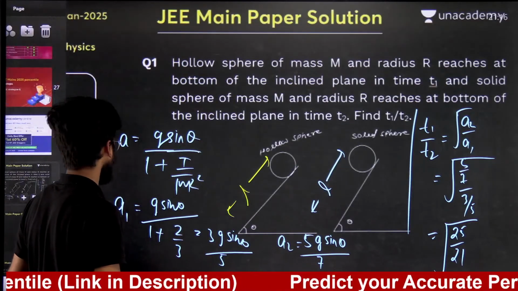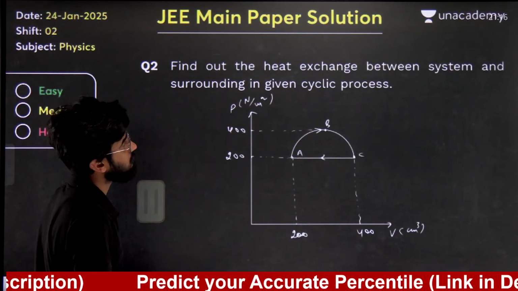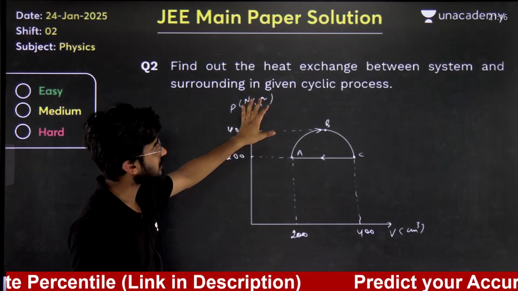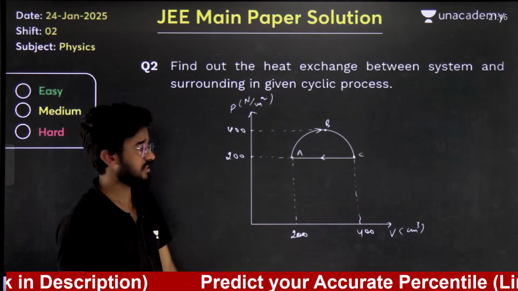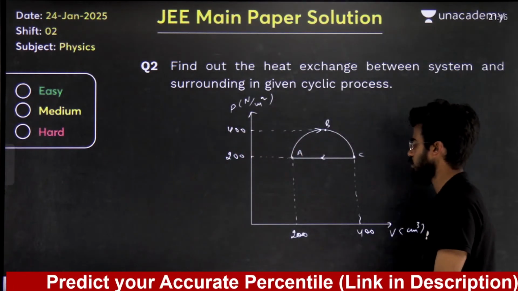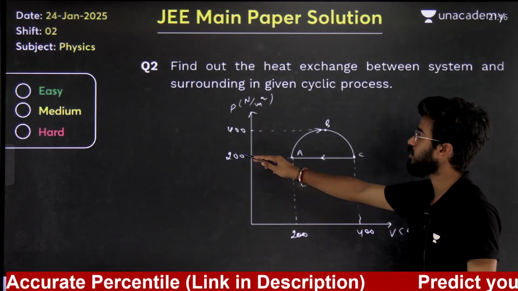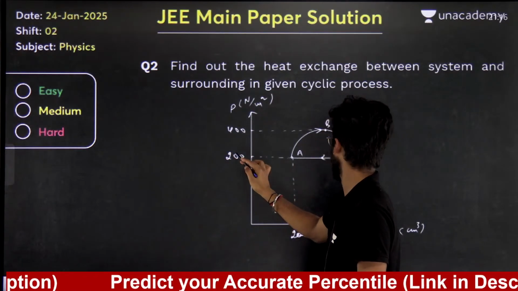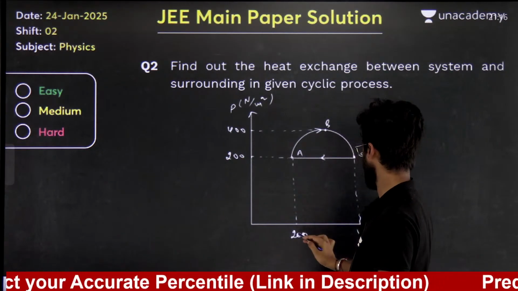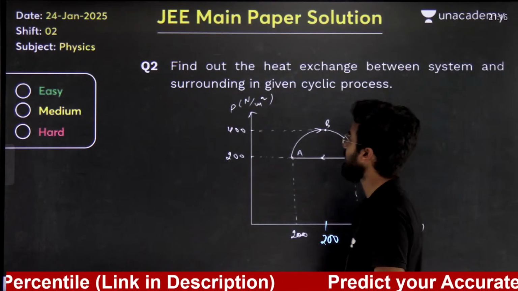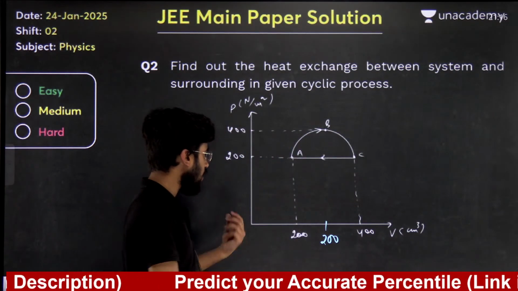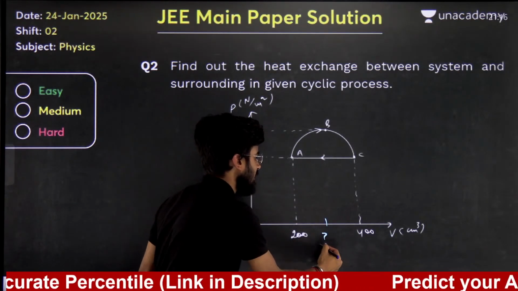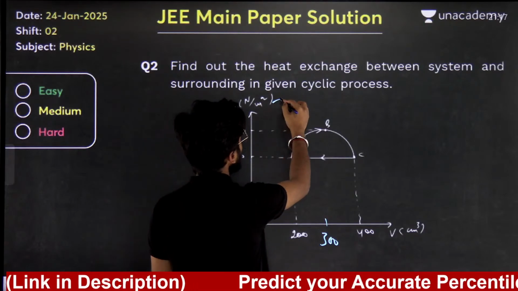Next question is from thermodynamics. The question is saying, find the heat exchange between the system and surroundings of the given cyclic process. Now it is a figure, and there was some issue with the figure which I was discussing earlier, that there should not be 200 and 400. Here it should be 200, so that its radius is 200, or here it should be 300, so that the radius is 100. And I later learned that it is in kilopascal.